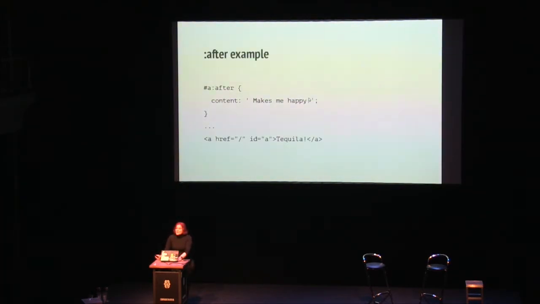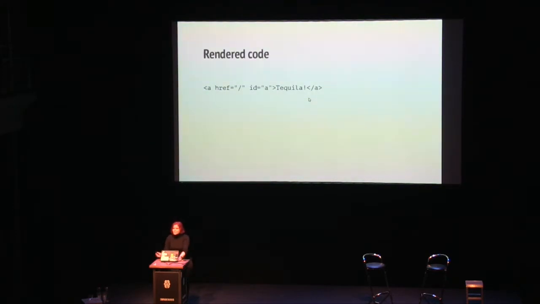So we have an after example, just really simple, adding in some additional text into the link we looked at before using the after selector. This is the rendered code, so the accessible name, the content of the link, is still exactly the same as it was without the CSS. So that's pretty much what's happening in the DOM.